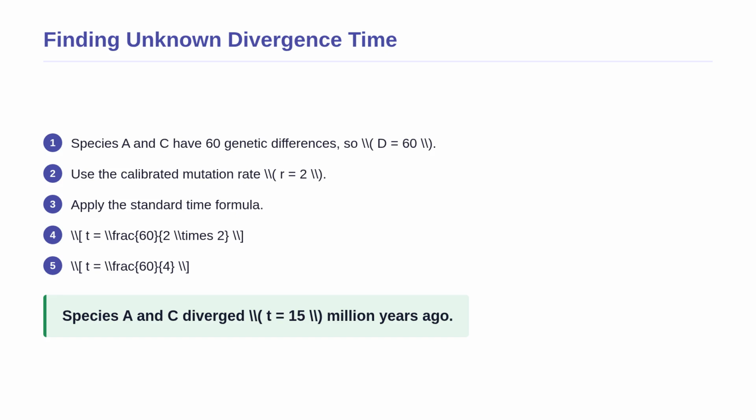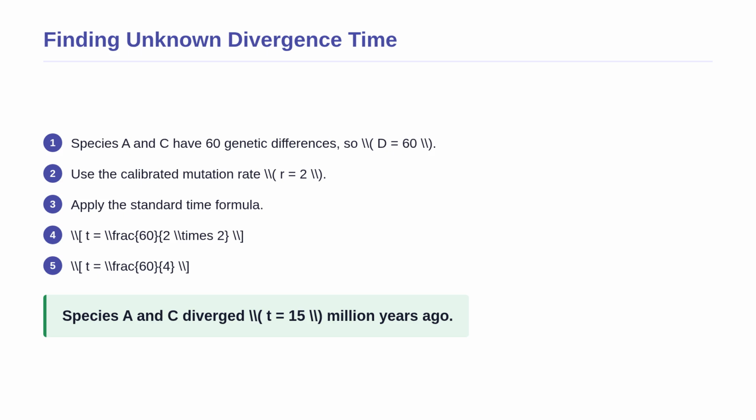Now that our molecular clock is perfectly calibrated, let us use it to discover something entirely new. Imagine we discover a third organism, species C. When we compare its DNA to species A, we find 60 genetic differences. Because we already calibrated the clock, we know the constant mutation rate is 2. We simply plug our new difference of 60 and our calibrated rate of 2 back into the original time equation. The denominator is 2 times 2, which equals 4. Dividing 60 by 4 gives us 15.